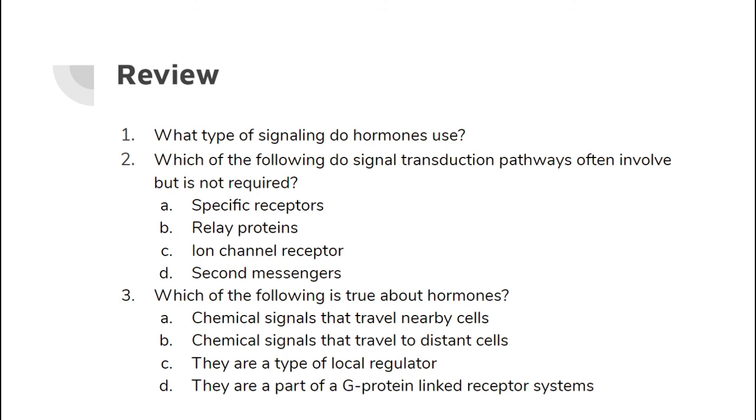So a secondary messenger is not required because we already have a first messenger, but a secondary messenger is often involved because it's going to help relay the message more efficiently. And then which of the following is true about hormones? It is B, chemical signals that travel to distant cells. Again, this comes back to the endocrine system.